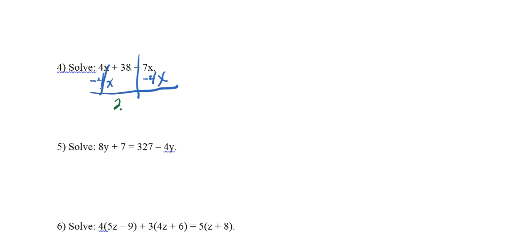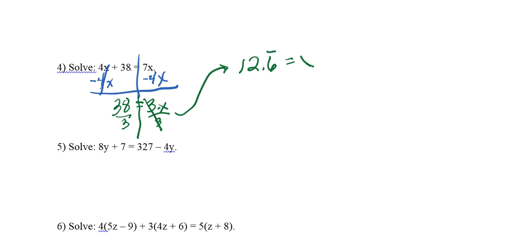I only end up with 38 on the left. 7 minus 4 is 3. So 38 equals 3x. Now I am multiplying the 3 and the x, so I'm going to undo that by dividing. So I need to figure out what 38 divided by 3 is. So in decimal form, I get that 12.6 repeating equals x.